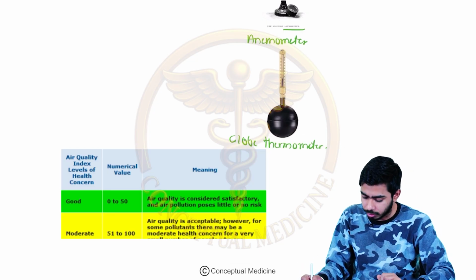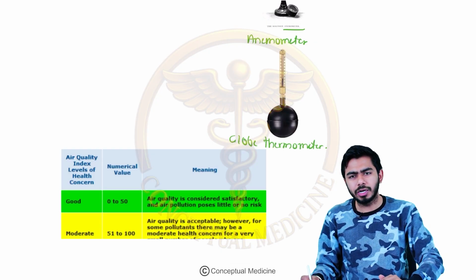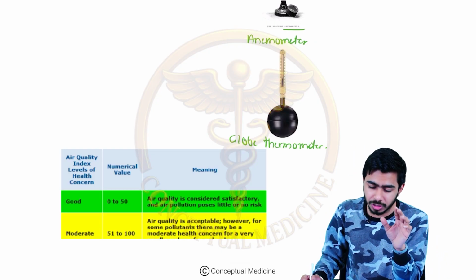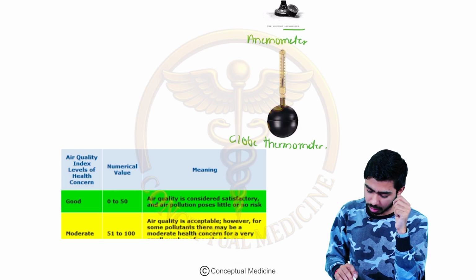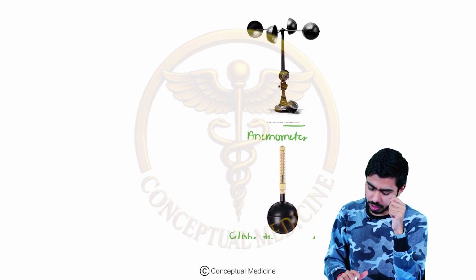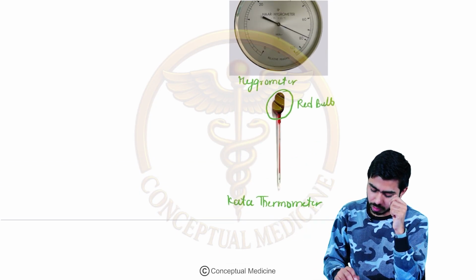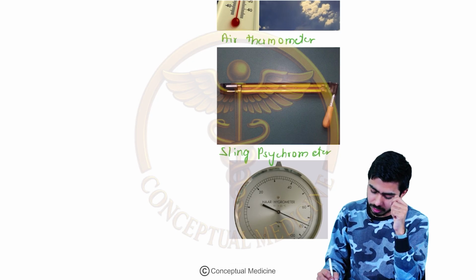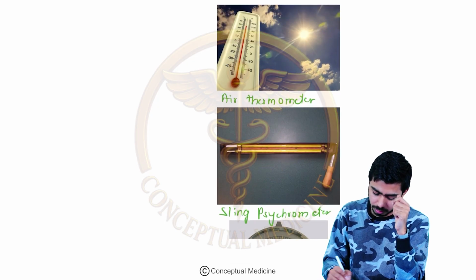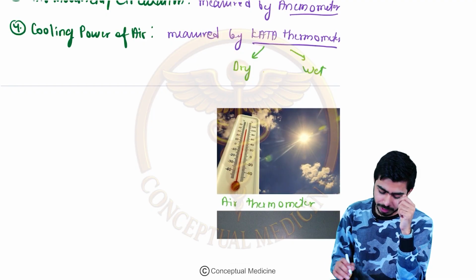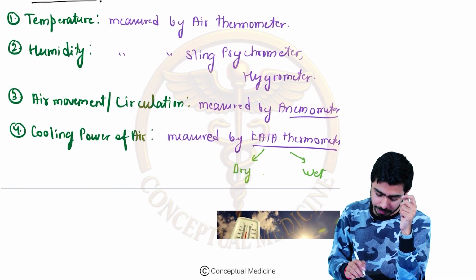Okay, right. So here these are some of the important diagrams with some of the important images which you need to remember. Once again, guys, this is the globe thermometer which you are seeing right now. Then this is the anemometer. Now here it is the Kata thermometer, right? Then there is the hygrometer. Then this is the sling psychrometer, and then there is the air thermometer, right? So once we have talked about that, okay, now you will be seeing the temperature.